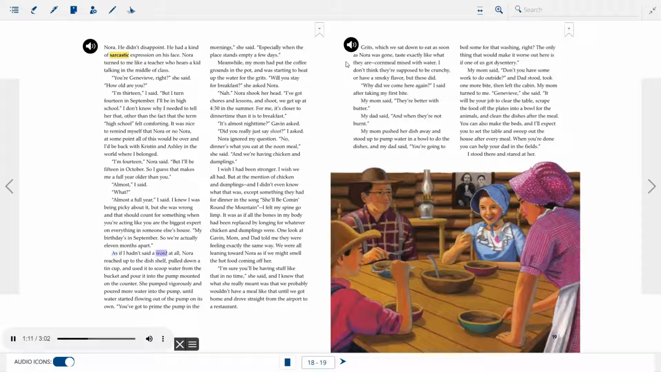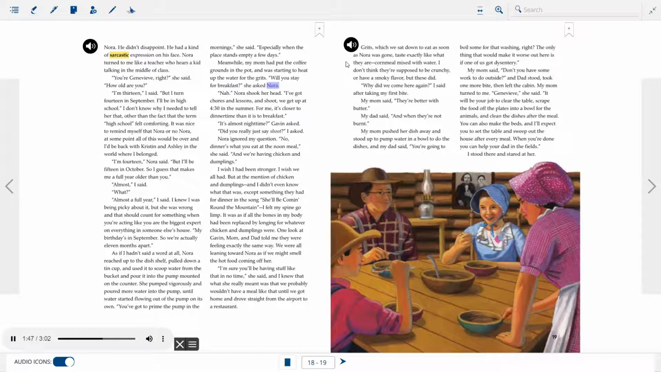As if I hadn't said a word at all, Nora reached up to the dish shelf, pulled down a tin cup, and used it to scoop water from the bucket and pour it into the pump mounted on the counter. She pumped vigorously and poured more water into the pump until water started flowing out of the pump on its own. "You've got to prime the pump in the mornings," she said, "especially when the place stands empty a few days." Meanwhile, my mom had put the coffee grounds in the pot and was starting to heat up the water for the grits. "Will you stay for breakfast?"